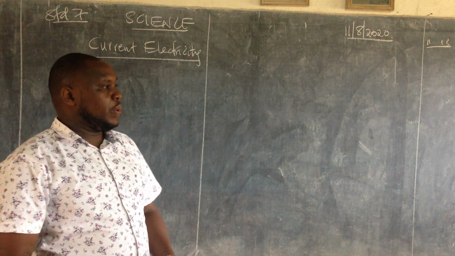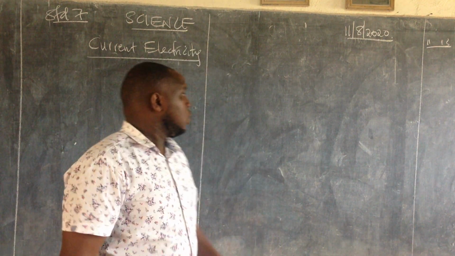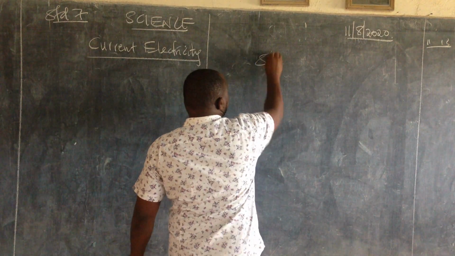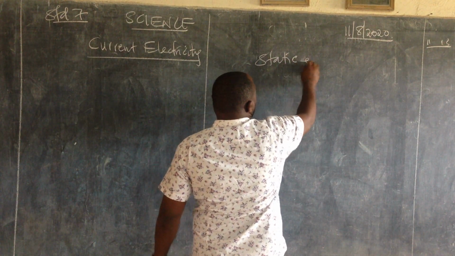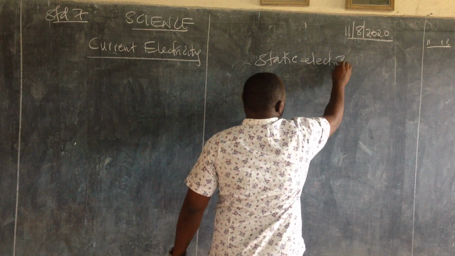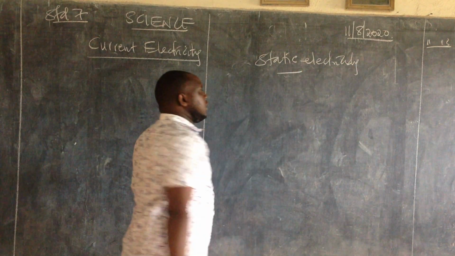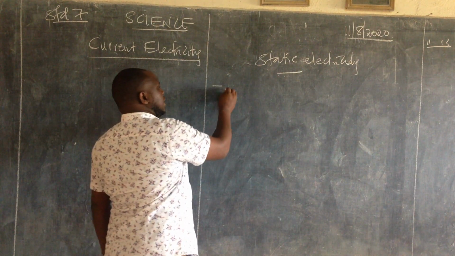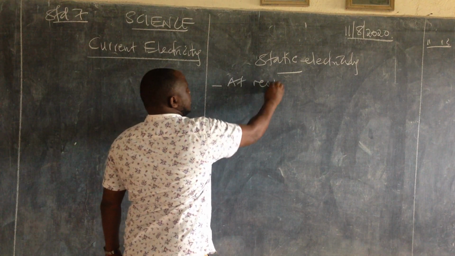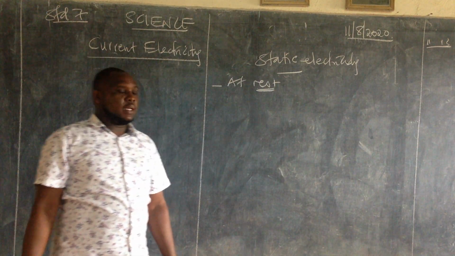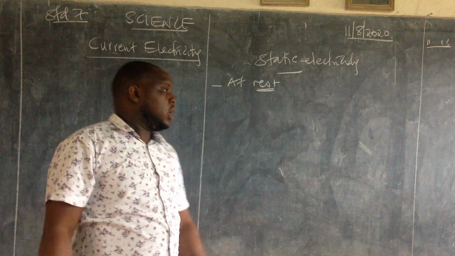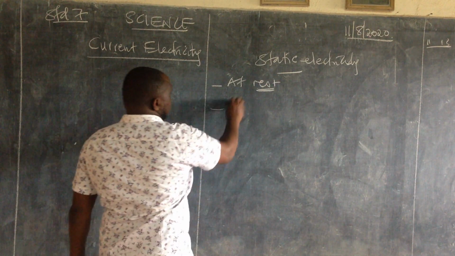Just to remind you what we did in our last lesson, we were doing static electricity, and we said static electricity is electricity that is at rest. At rest meaning that there is no movement from one end to another. We also discussed the balloons.